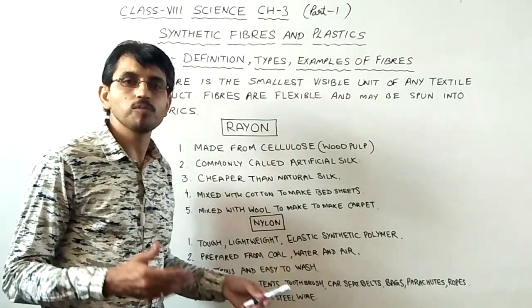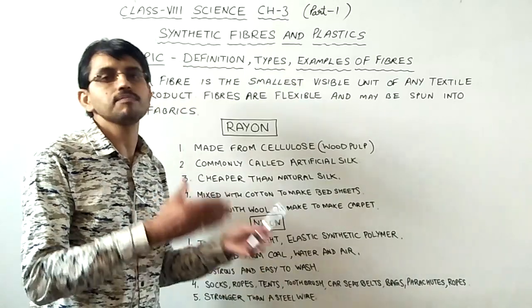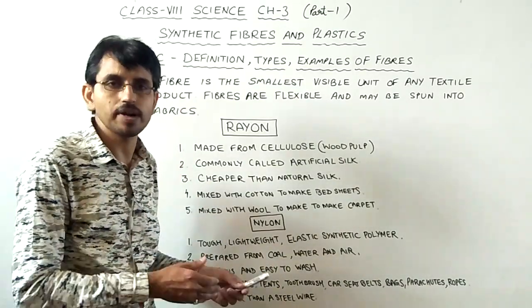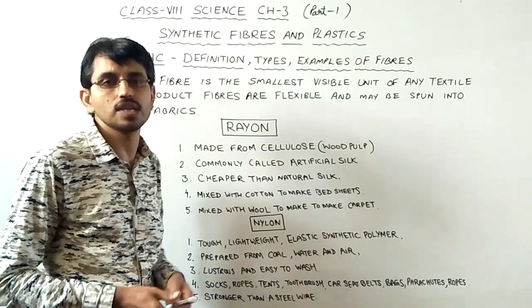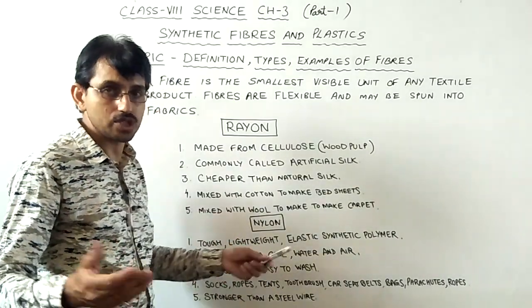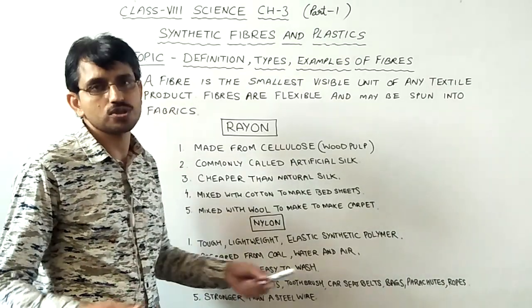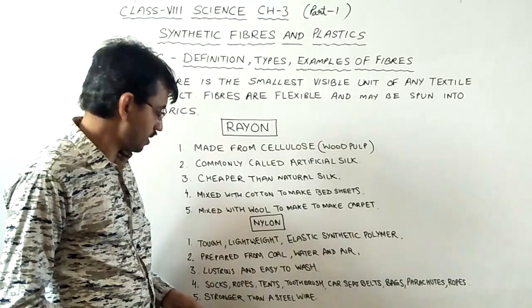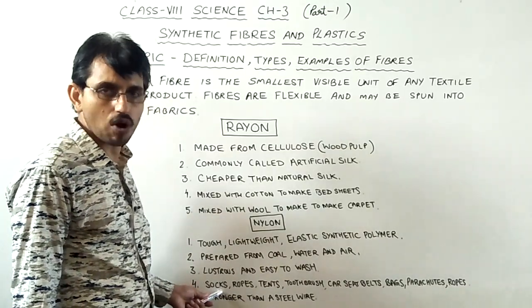Though it is prepared from coal, water and air, it is synthesized by man in the industry, so it is an artificial fiber. The raw materials are natural, but the way of synthesis is artificial. It is lustrous, that is, it has shine and is easy to wash. Where it is used, you must have heard about nylon socks.